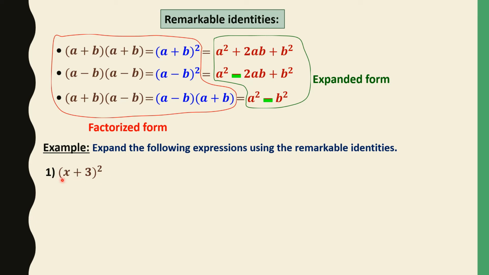This expression is similar to the first remarkable identity, a plus b squared. It's the same as a plus b into a plus b. It's the same as x plus 3 into x plus 3. Here we have a is equal to x and b is equal to 3. So to expand this expression, we don't have to do the four products. Now we can use this result. Here we have a squared plus 2ab plus b squared. This is the expanded form.